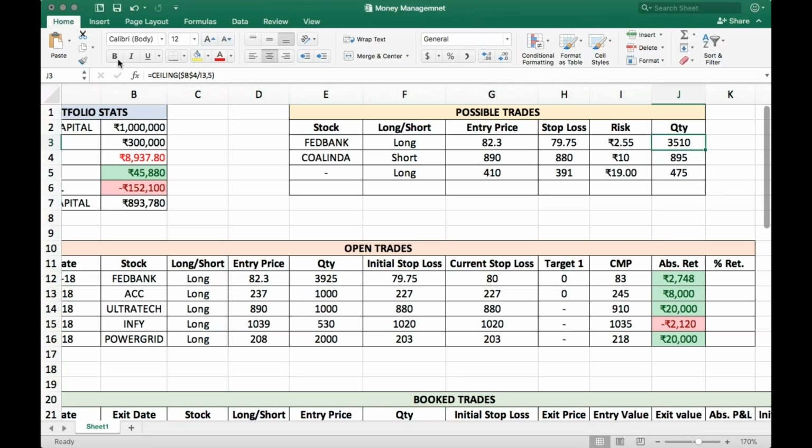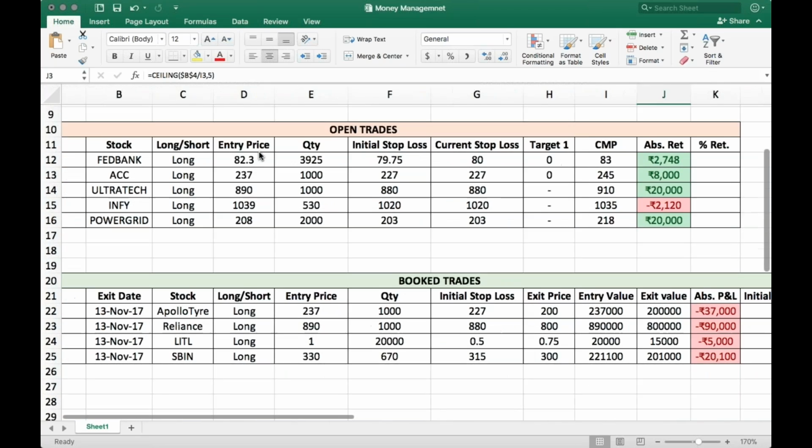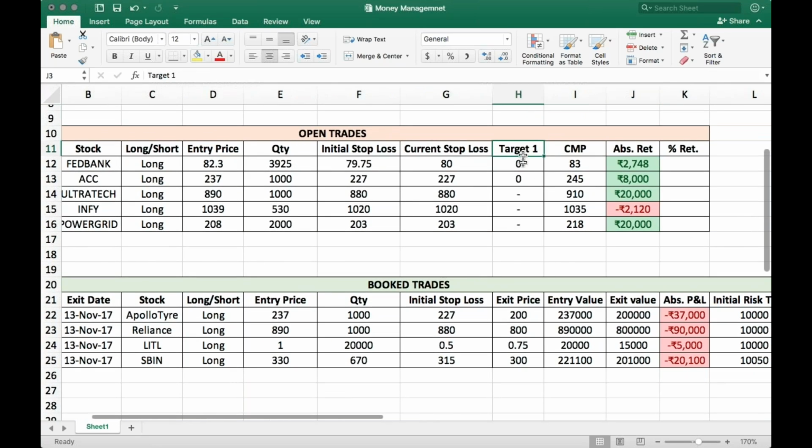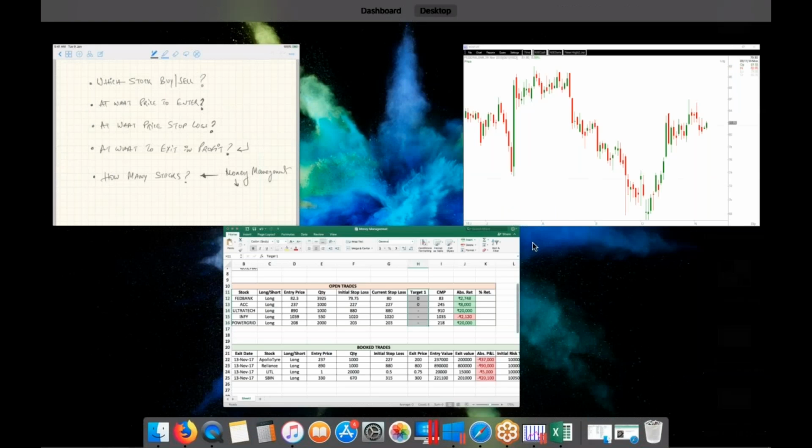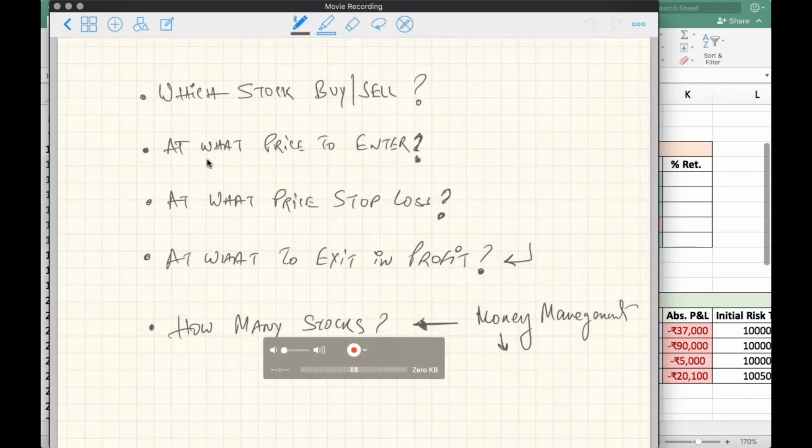All right, very good. Now let's come to an interesting part. The interesting part is that of the target. See, the initial stop loss is clear to you, at the point of entry. The current stop loss is if you trail the stop loss, if you change the stop loss. How do you define the target? What should be the target? Now, there are various ways in which this target can be decided upon.